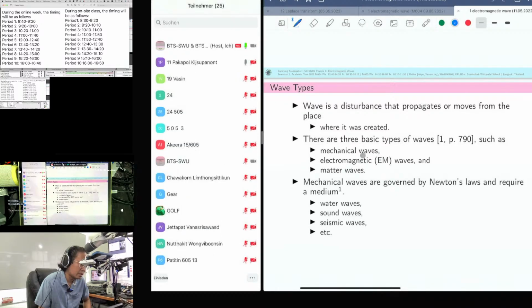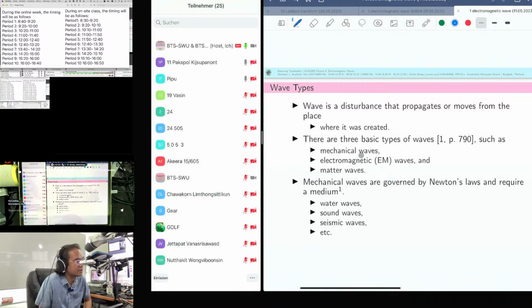Okay, mechanical wave means the wave that requires a medium, like the string wave, right? It requires a string. For the sound wave, we need to have the air, right? We cannot talk to each other in vacuum because there is no medium at all. What else? The sound wave and yeah.